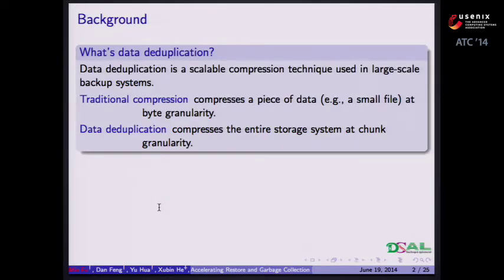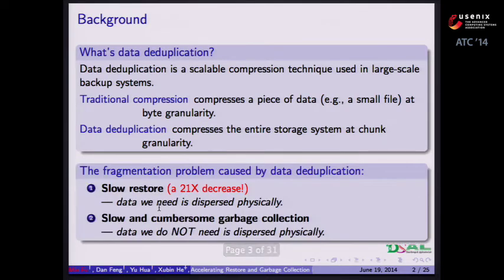Data deduplication is a scalable compression technique. It has become one of the indispensable features in large-scale backup systems. Different from traditional compression techniques that compress a piece of data at byte granularity, data deduplication compresses the entire storage system at chunk granularity. Previous work has shown that this trade-off can detect more redundant data.